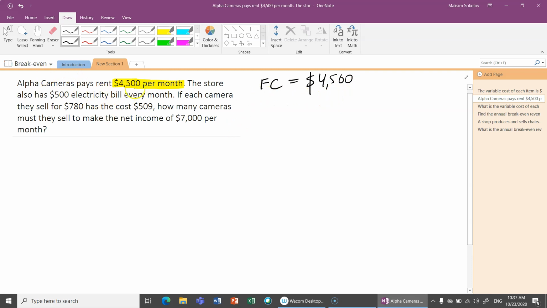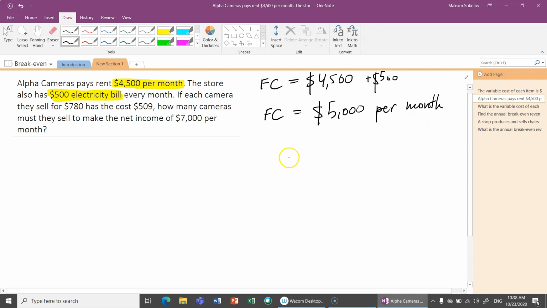However, you need to pay attention that every month they also have to pay electricity bill, which also is independent on the number of items they sell. Therefore, we need to make sure that we add this $500 to that fixed cost. Therefore, our fixed costs for this example are $5,000, and that's per month. It is always important to keep in mind for what period we're given information here. So fixed costs are $5,000 per month.